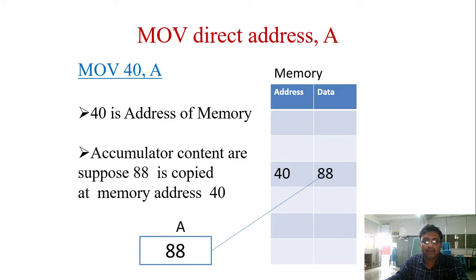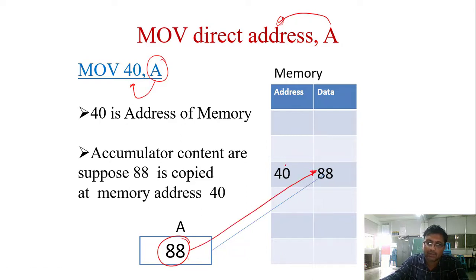Here the second example is that we can put the register values to the direct address as well. Here is an example, move 40 comma A. What it will do is whatever is present in the accumulator A will be copied to 40H. Suppose A contains the value 88, then it will be loaded to memory location 40H. Okay, so it is vice versa. We can copy the contents from the memory, and also we can copy the contents of the register to the memory as well.